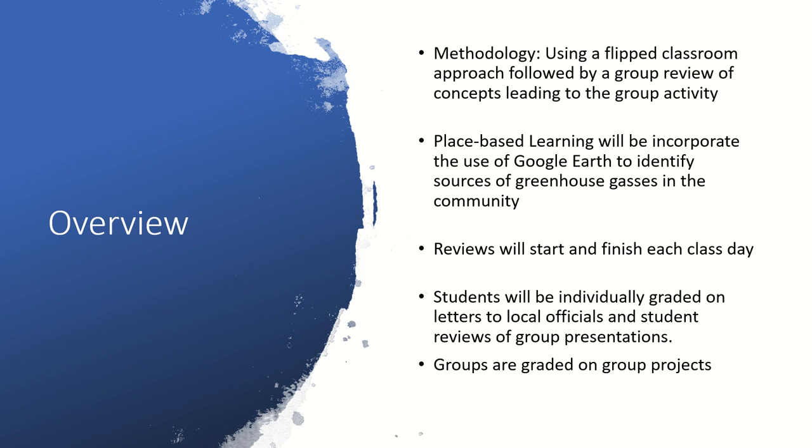To incorporate place-based learning, students will use Google Earth to explore their community, in this case, the city of Huntsville, and identify sources of greenhouse gases. This allows students to apply the information from the flipped homework assignments and incorporates critical thinking, problem solving, reasoning, analysis, and interpretation skills.